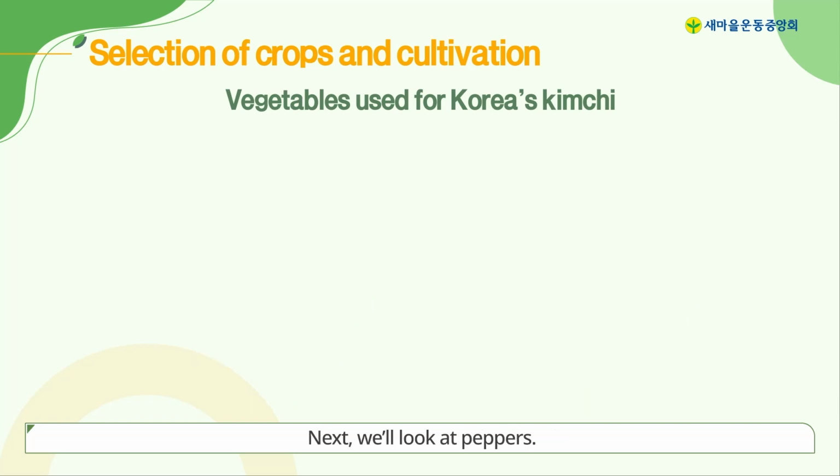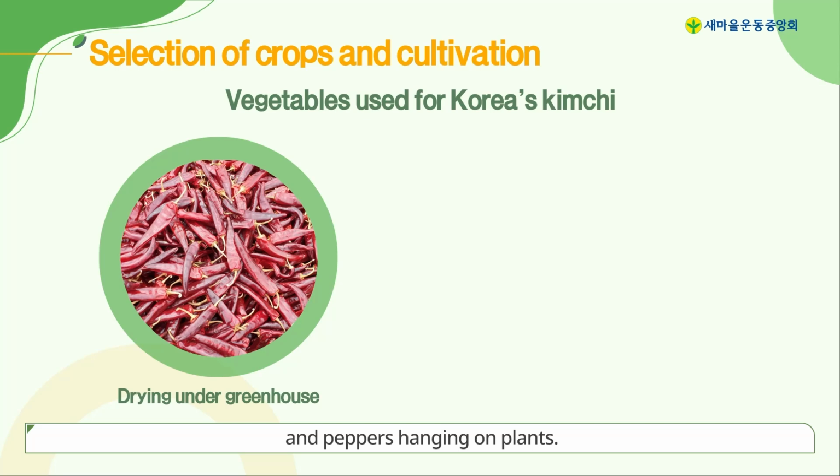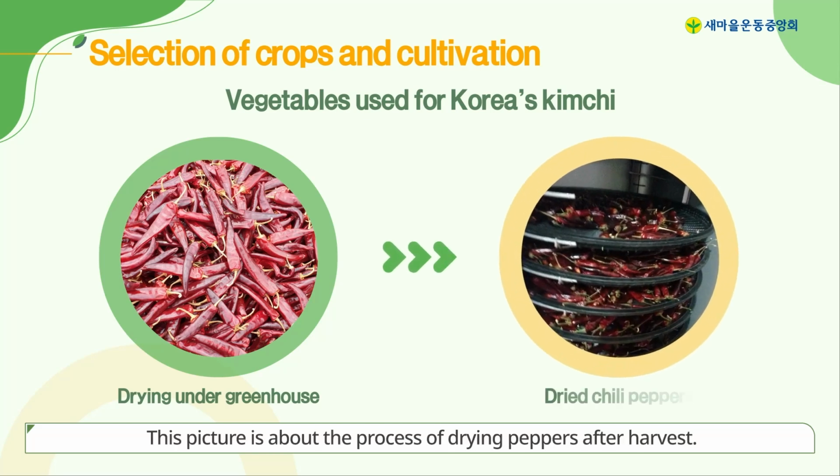Next, we'll look at peppers. This photo shows peppers cultivated in tunnels, those growing outdoors, and peppers hanging on plants. This picture is about the process of drying peppers after harvest.